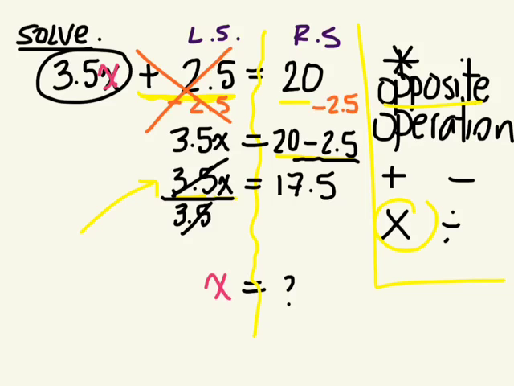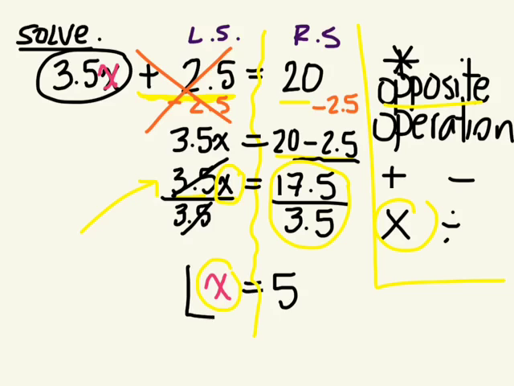Whatever you do to the left side, you have to do to the right side. So what do I have to do to the right side? Divide by 3.5. So I have isolated my variable, which was my goal, to have the variable by itself. What is 17.5 divided by 3.5? 5. That's it. I've isolated my variable and I've solved it. X is equal to 5. We're going to check to see if this is true.